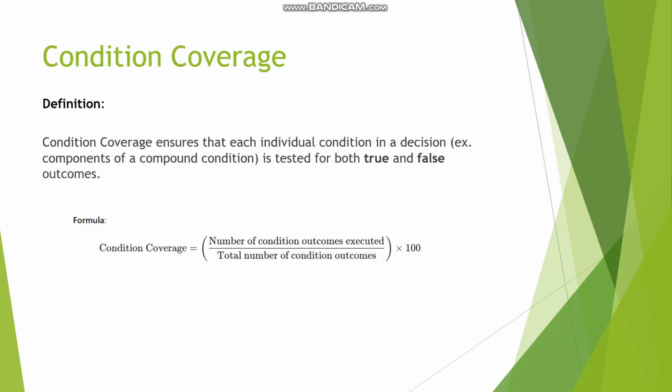Now, condition coverage. Condition coverage ensures that each individual condition in a decision, for example, components of a compound condition, is tested for both true and false outcomes. The formula is condition coverage is equal to number of condition outcomes executed divided by total number of condition outcomes into 100.